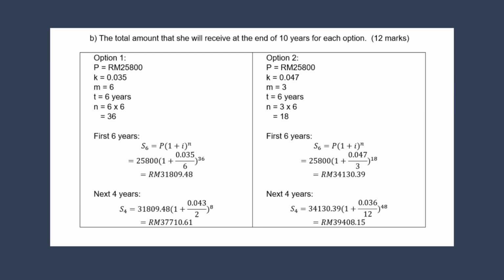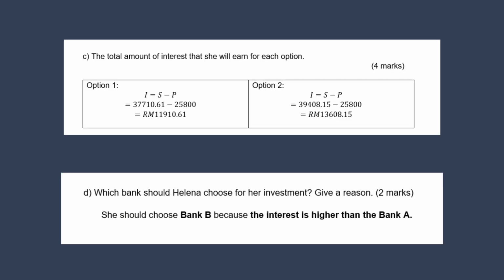For option 2, we use the same formula for the first 6 years, which is S6 equals P(1 plus i) to the power of n, equals 25,800(1 plus 0.047 over 3) to the power of 18, equals 34,130.39. And for the next 4 years, we use S4 equals 34,130.39(1 plus 0.036 over 12) to the power of 48, equals 39,408.50.